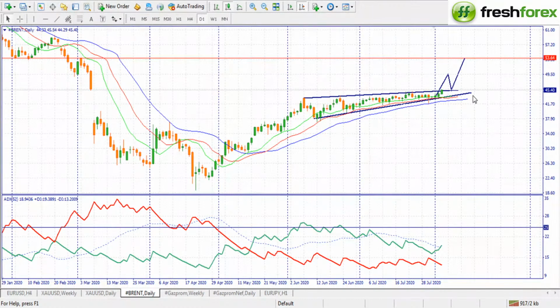So the idea is not to look for a buy now, but wait for price to break beyond the upper trend line. Wait for price to break above, retrace back, and then continue to the upper side. That is what we are waiting for.